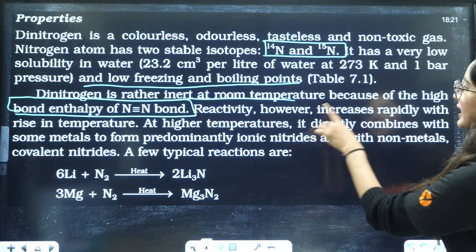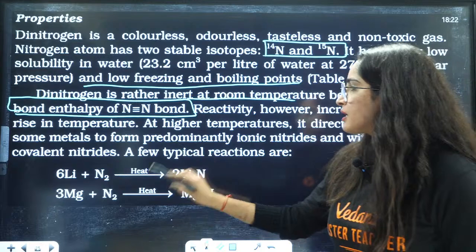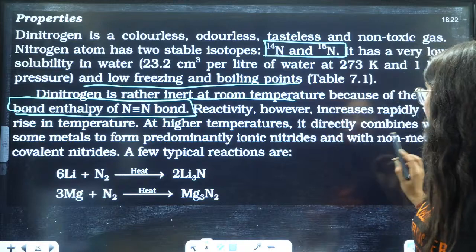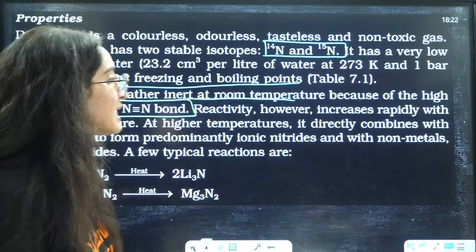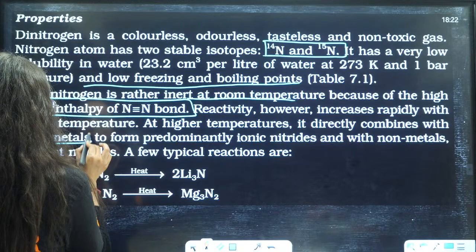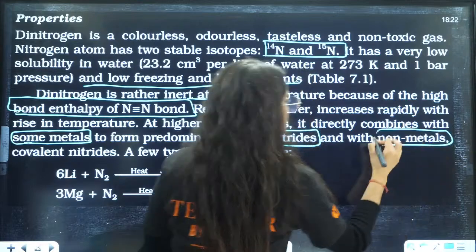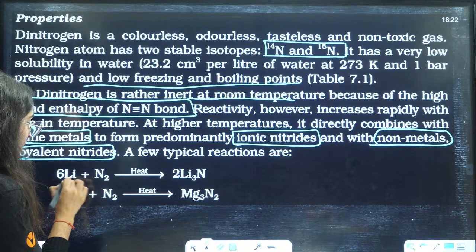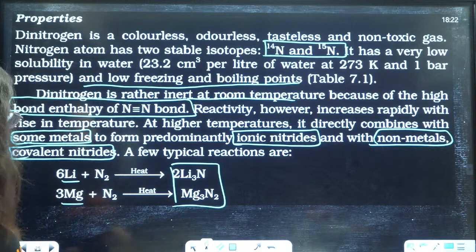So reactivity, however, increases rapidly with the rise in temperature. When you raise the temperature, at higher temperature it directly combines with some metals, predominantly forming ionic nitrides. With non-metals, it forms covalent nitrides. Now this is also important for you, that nitrogen, when it combines with metals, will form ionic nitrides, and with non-metals, it will form covalent nitrides. Examples are lithium and magnesium, which form ionic nitrides here, right?